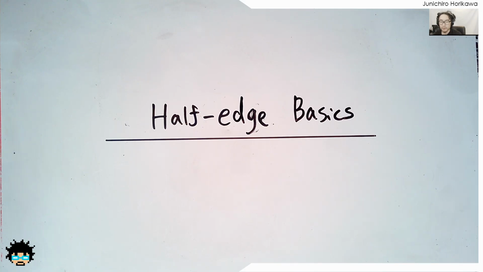This is Junichi Horikawa, and this is the 21st episode of VEX for Algorithmic Design, and the topic today is half-edge basics, which is one of the useful computational geometry concepts to explain the edges on a mesh object.